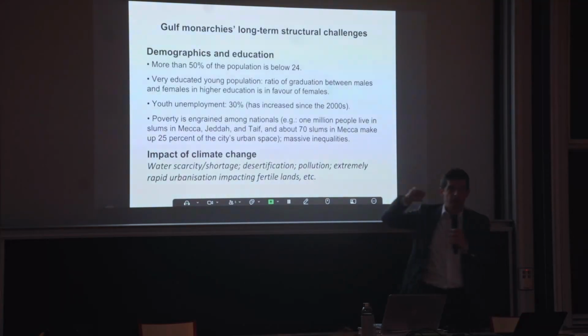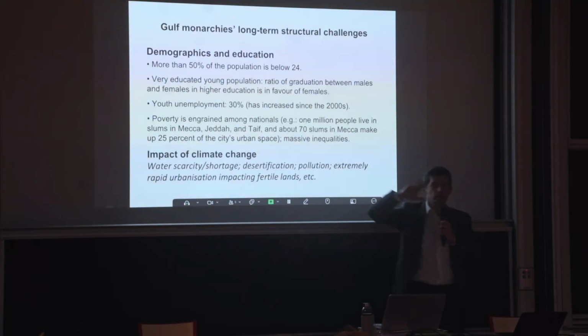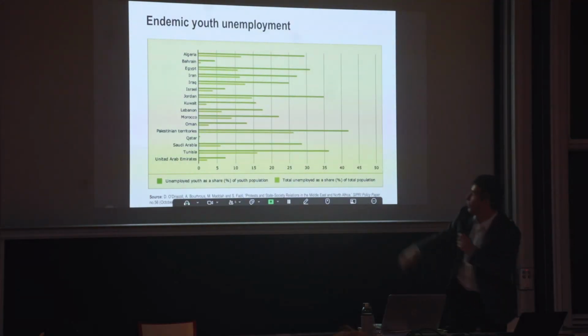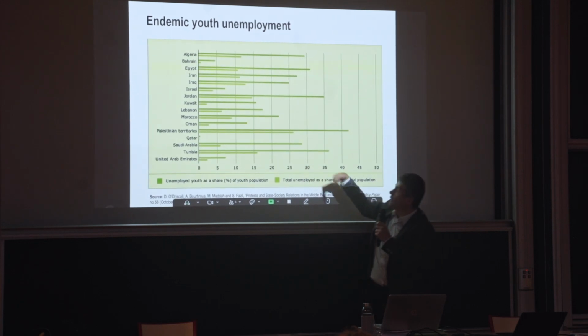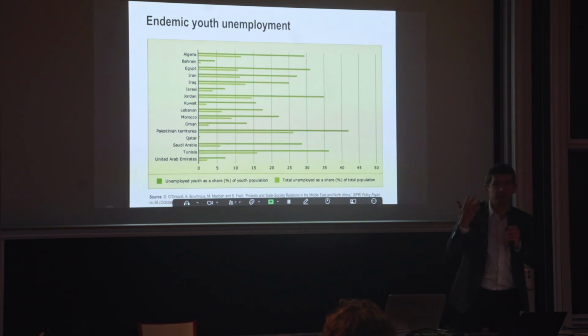Youth unemployment. High youth unemployment. We have in mind the countries which are extremely rich. In fact, there is an average of 30% unemployment among the youth, that is between 18 and 30 or 15 and 24, depending on the figures. And it has been increasing still. So for instance, in Saudi Arabia, you can see just below 30%, this is the unemployed youth as a share of the youth population. And even in smaller monarchies like Kuwait, you can see that 15% of the youth is unemployed.